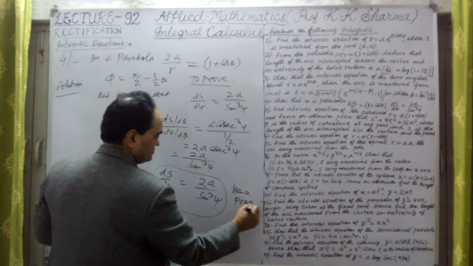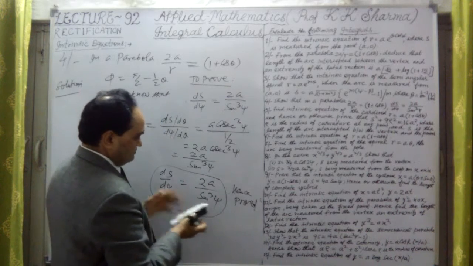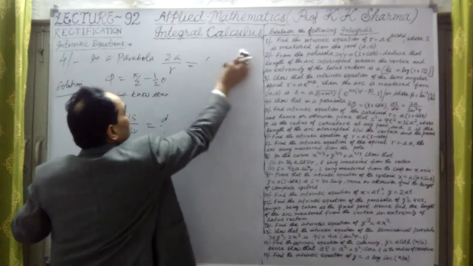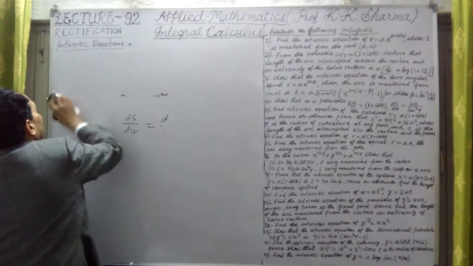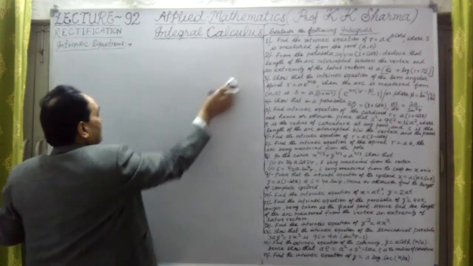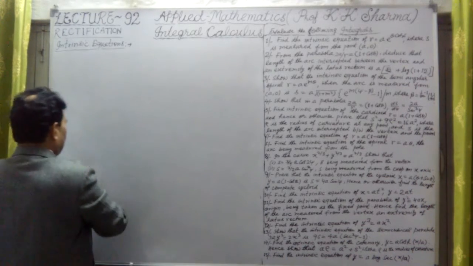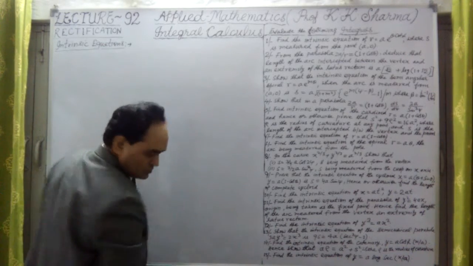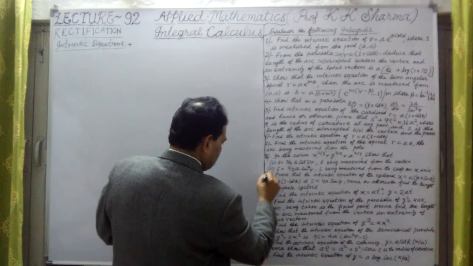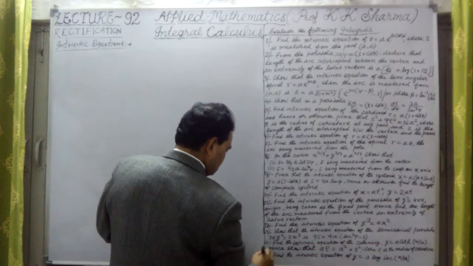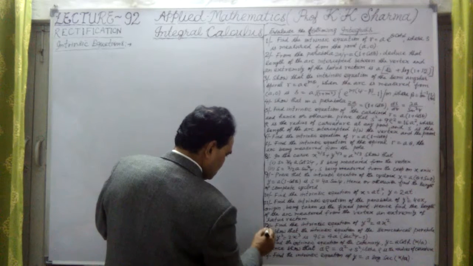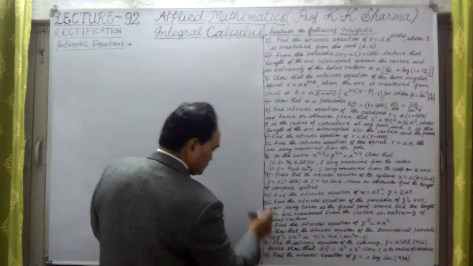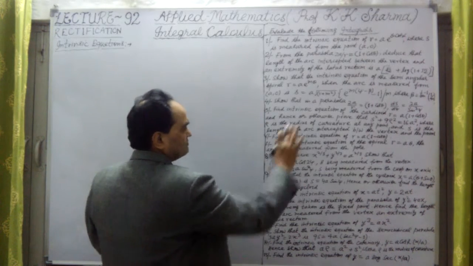Okay, so this is question number 4 we have done. Now let me take the fifth question, question number 5 here. Total 15 questions are taken here. I'll take them one by one.